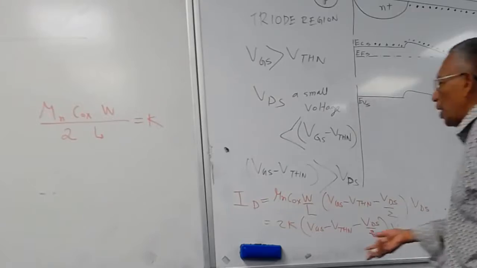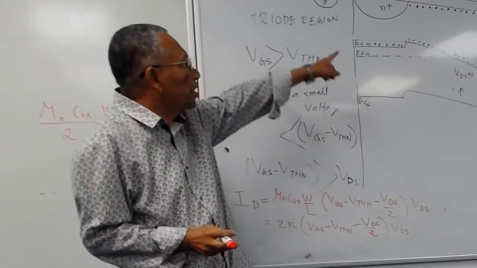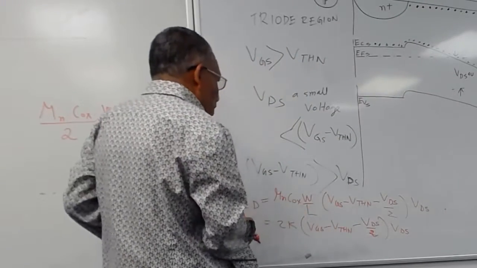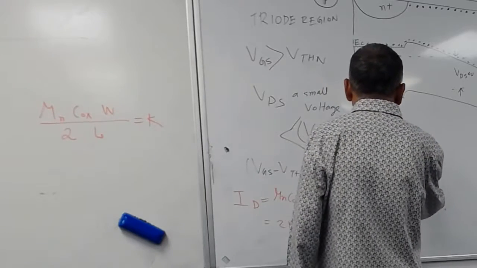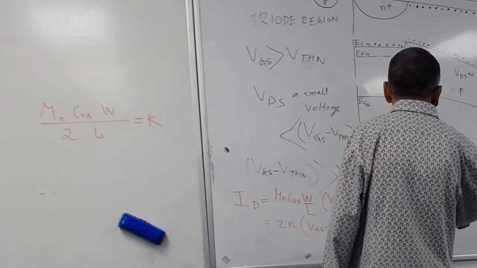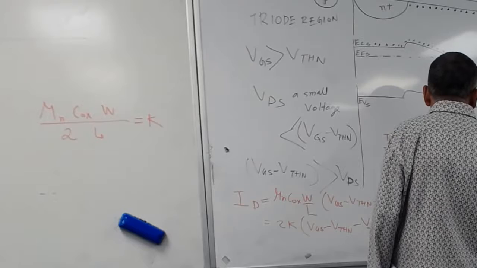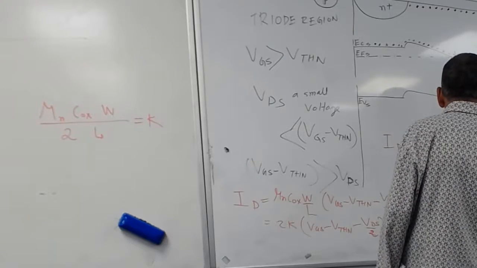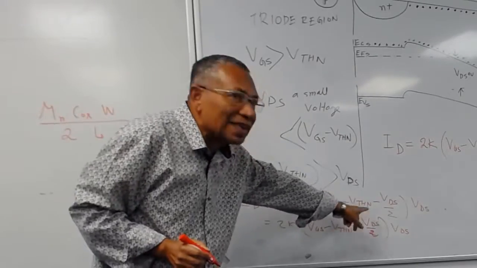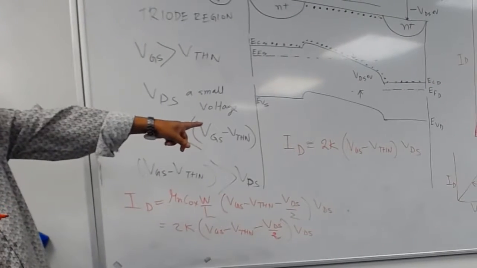Now if you look at it carefully, if VDS is very small, in this case we say that VDS is 0 or very small. If it's small, we can simplify it such that ID equals 2K into (VGS minus VTHN) into VDS. If it's very small, we can just neglect this term. So ID is approximately equal to 2K (VGS minus VTHN) into VDS.